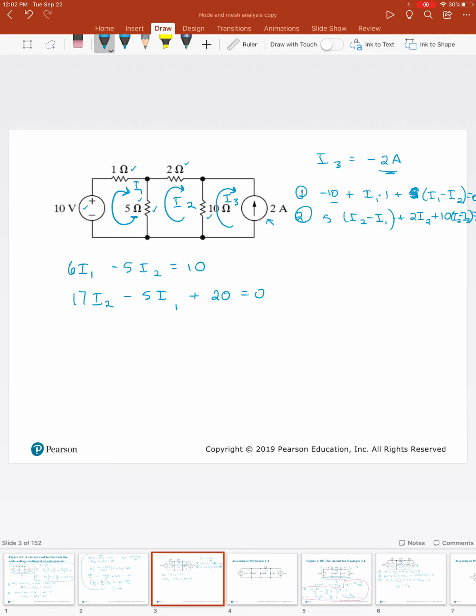So let's check that. I had the 10I2, which was incorporated into the 17, and then I have minus 10I3. I3 is minus 2 amps. That gives me a plus 20. Okay, let's rewrite these. 6I1 minus 5I2 is equal to 10, and minus 5I1 plus 17I2 is equal to minus 20.